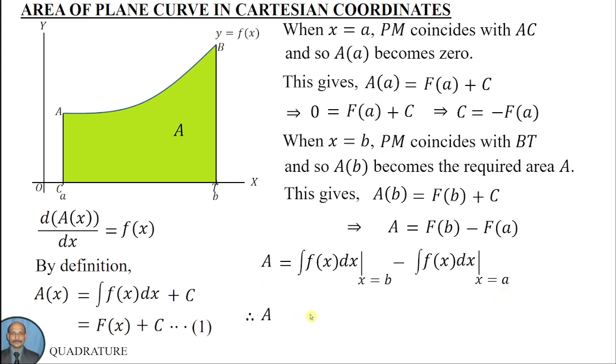Now we can write this difference as a single integral, the definite integral from a to b of f(x). So the definite integral of the function f(x) from x equals a to b gives the area of the region bounded by the curve y equals f(x), the x-axis, and the ordinate at x equals a and the ordinate at x equals b.